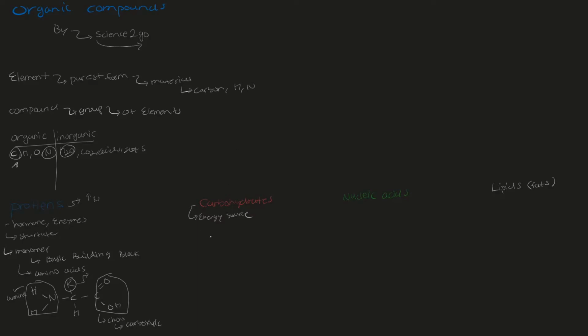Now, essentially we looked at the monomer of protein, so let's look at the monomers of carbohydrates. The monomer is going to be glucose, otherwise known as simple sugars.